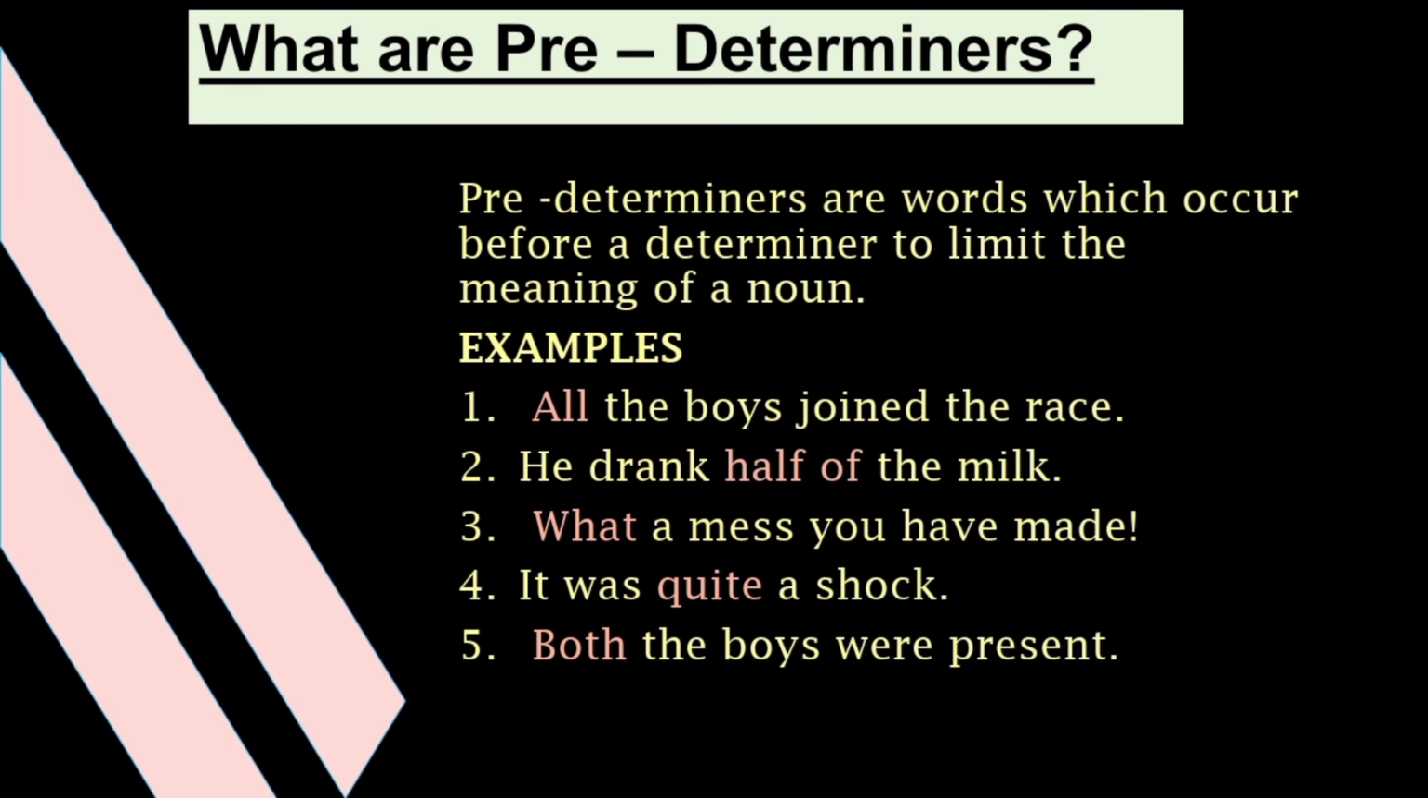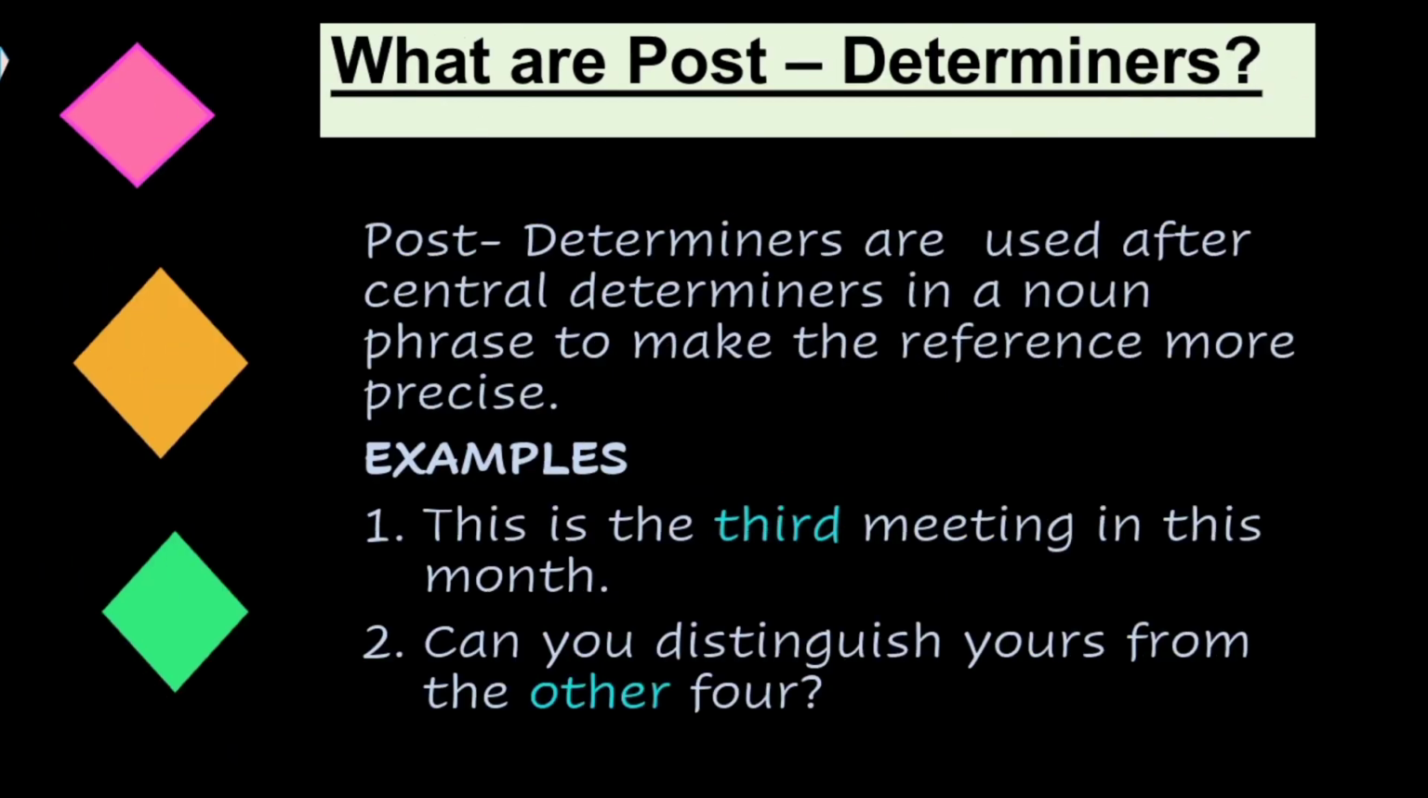What a mess you have made. Here we have the article a, and before that we are having the interrogative determiner what. So that is acting as a predeterminer. It was quite a shock. Both the boys were present. So I think this must have become clear to you.